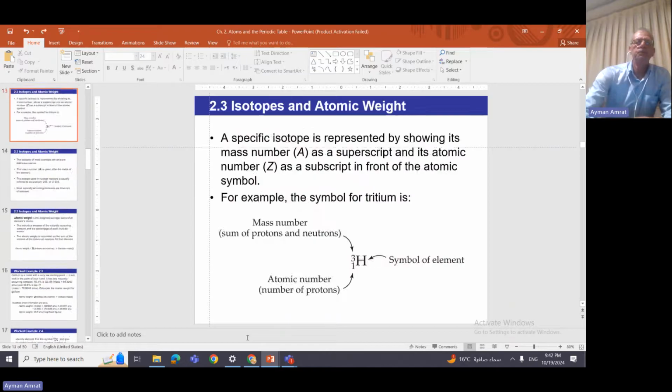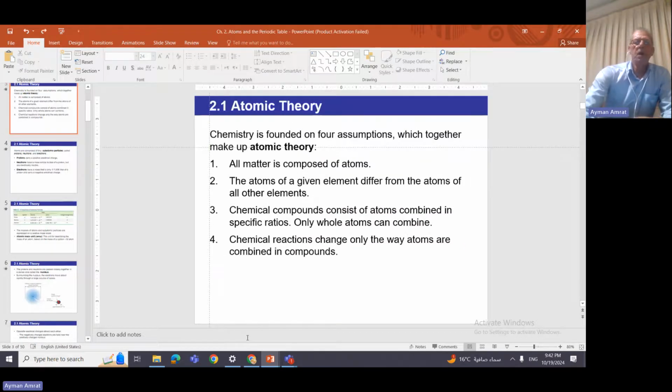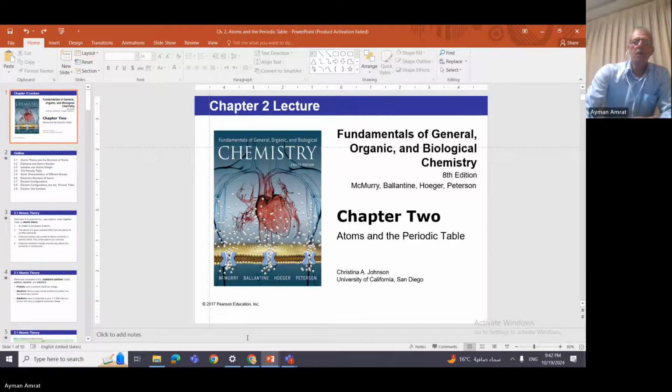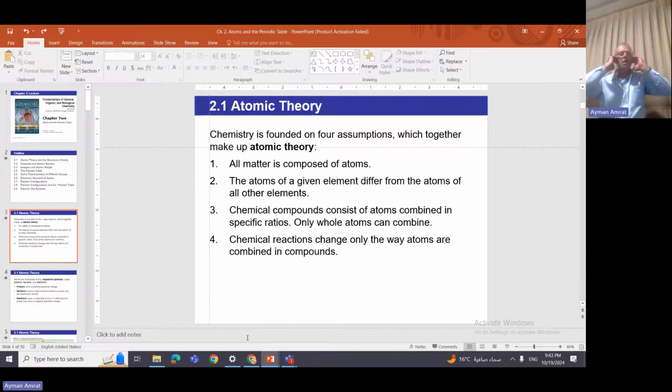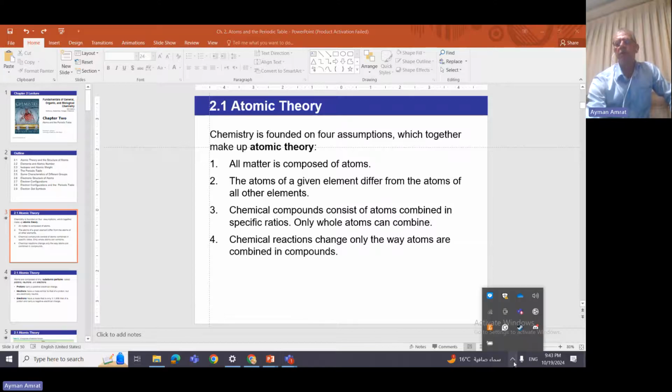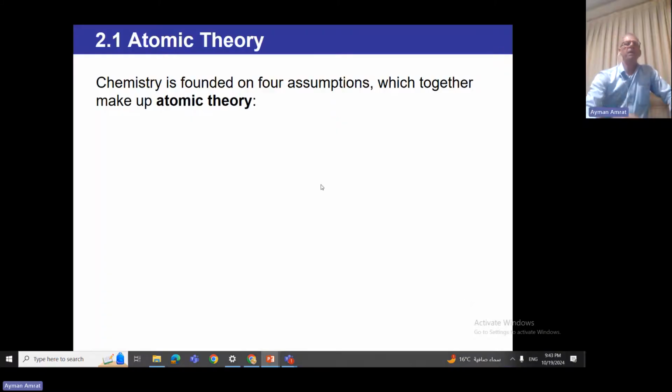Chemistry 108, General and Organic Chemistry, Chapter 2: Atoms and the Periodic Table. In this chapter we will discuss the following items: atomic theory, elements, isotopes, and so on. Atoms are the building blocks of compounds. Compounds are made by atoms.